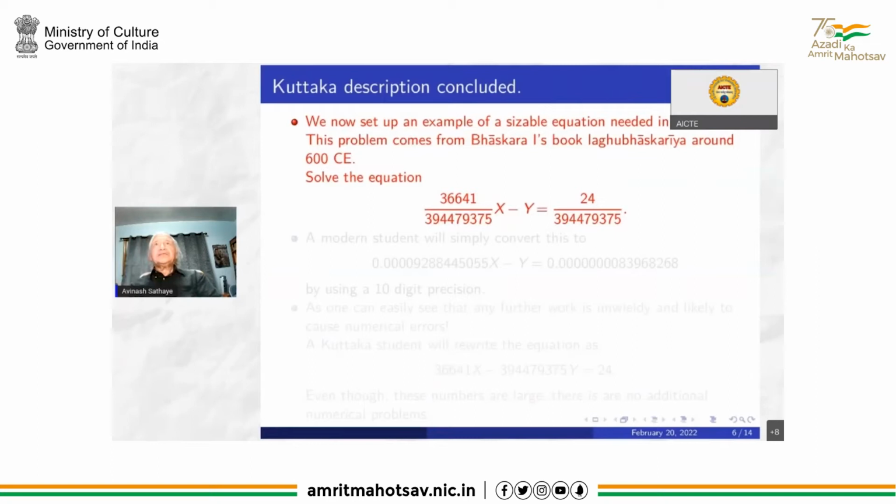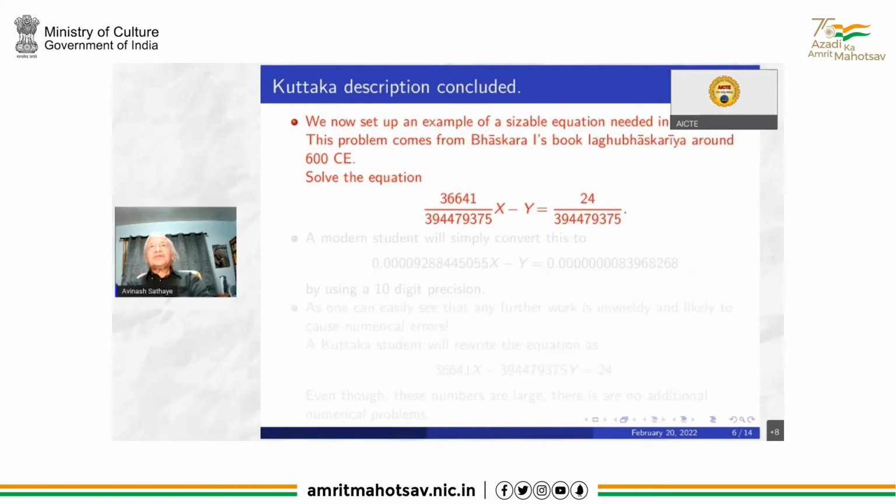So now we set up an example of a sizable equation needed in astronomy. This problem comes from Bhaskara 1, in his book Laghu Bhaskariya, around 600 CE. The equation that you finally get to solve is this huge equation, this 36641 divided by something times x minus y equal to this number 24 over that same denominator.